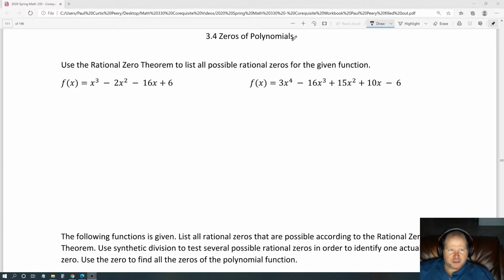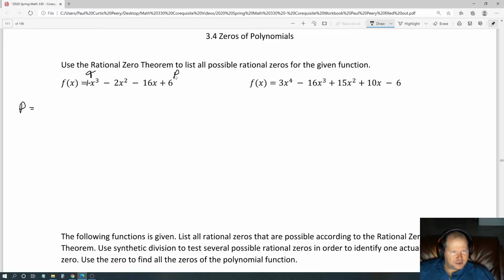3.4 Zeros of polynomials. All right, use the rational zero theorem to list all possible rational zeros for the given function. So we are going to get a p out of this one, and we are going to get our q out of this one. Okay, and what I mean by p is not literally going to be 6 and q, the coefficient. It's not literally going to be that. So let's figure out what p is.